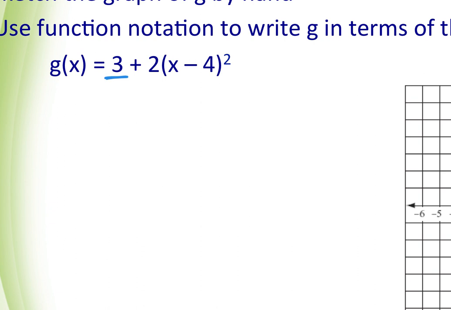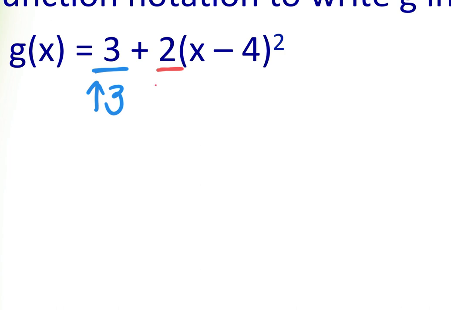So this 3 at the front is what? It's actually a vertical shift, even though it's at the front, because it could be in both directions, right? That's a vertical shift up 3. The 2 on the front of the parentheses is what? A vertical stretch. And by a factor of what? 2. Good.